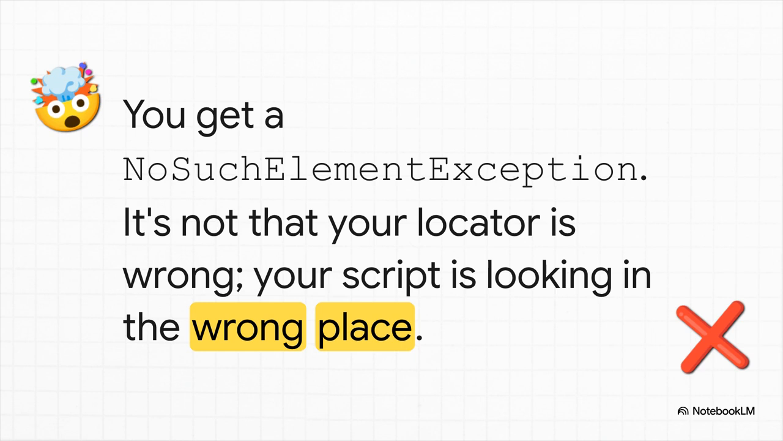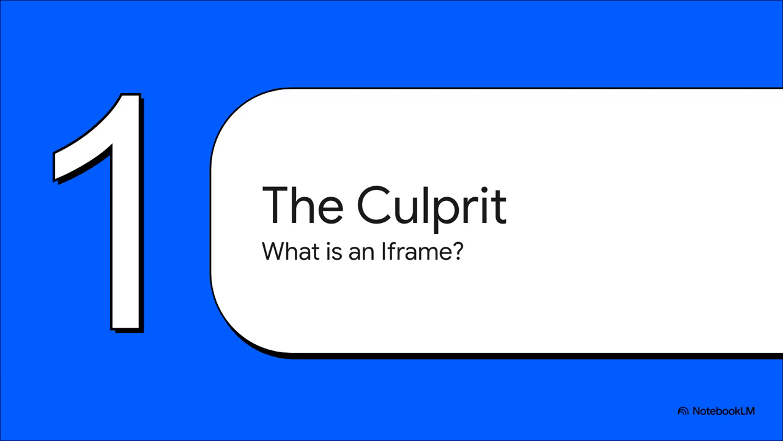And here's the thing. It's not that your locator is wrong. It's that your script is looking in the wrong place entirely. The element is basically hidden in plain sight. So what's the real culprit behind this whole automation mystery? Well, it's a tiny but super powerful piece of HTML called an iframe. Let's just break down what that is, and more importantly, why it's been causing you so much grief.